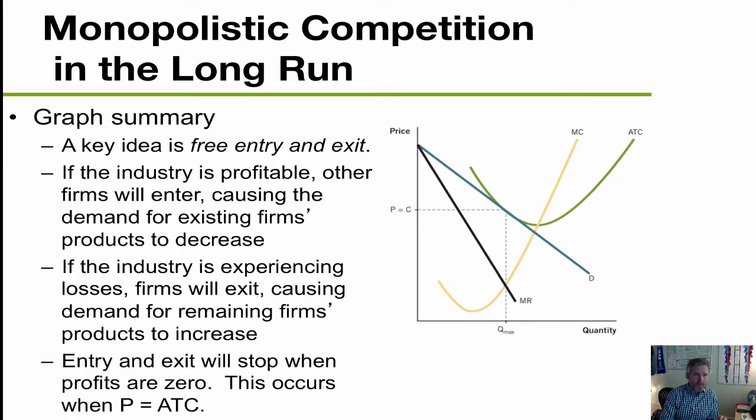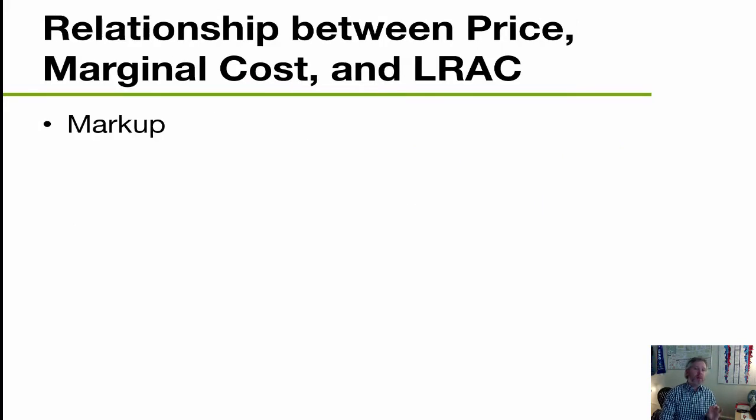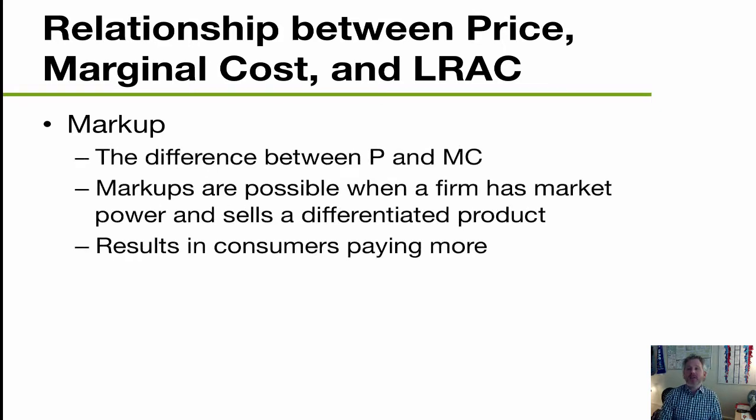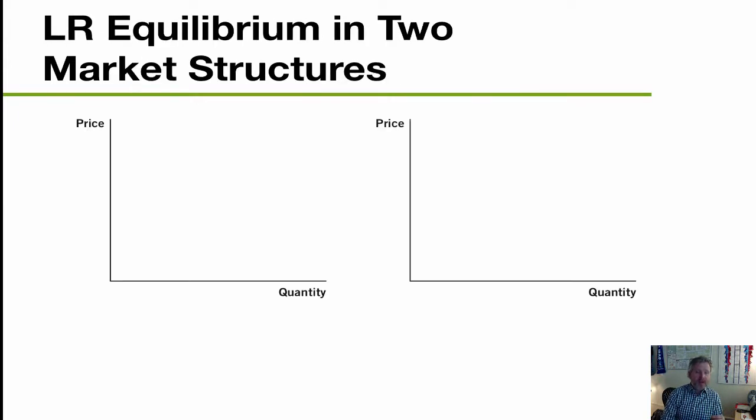All right. So what is the relationship between price, marginal cost, and the long run average cost? Well, you've got to think of something called markup. Markup for a firm is the difference between the price and the marginal cost. Markup is possible when a firm has some market power and they sell a differentiated product. This results in consumers paying more than the marginal cost. This is why monopolistic competition is different from the market of perfect competition. So the more differentiated a product is, usually the higher the markup is for that product.